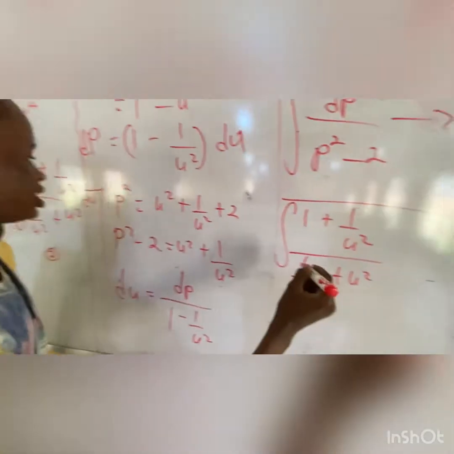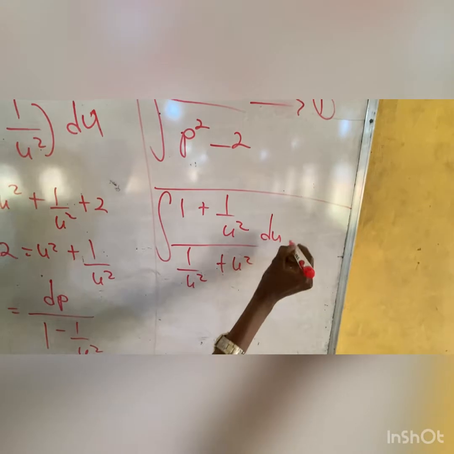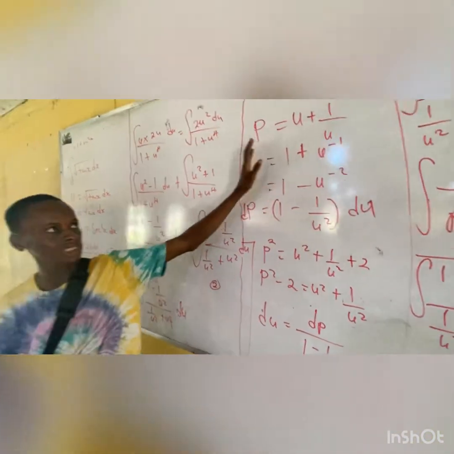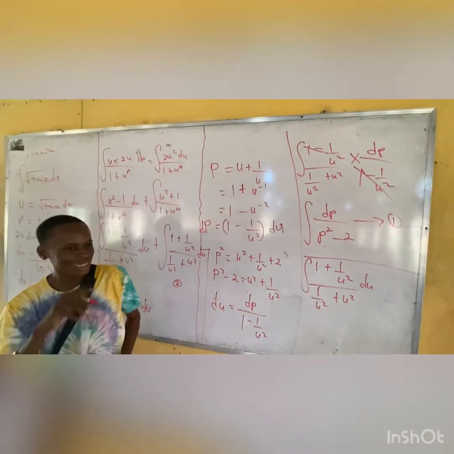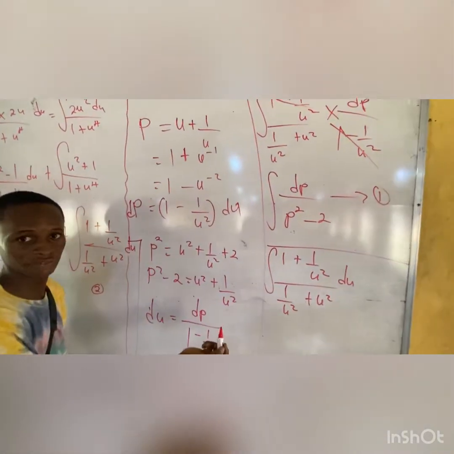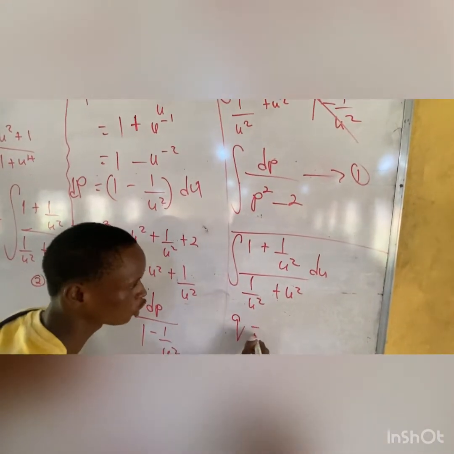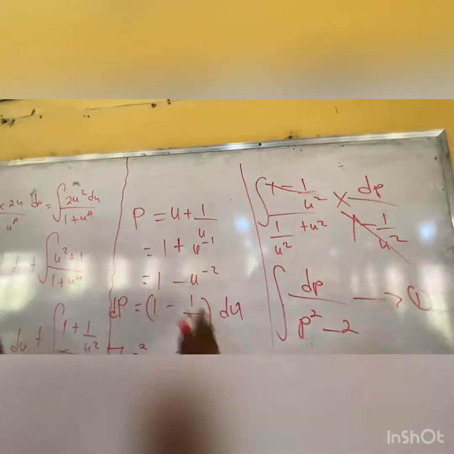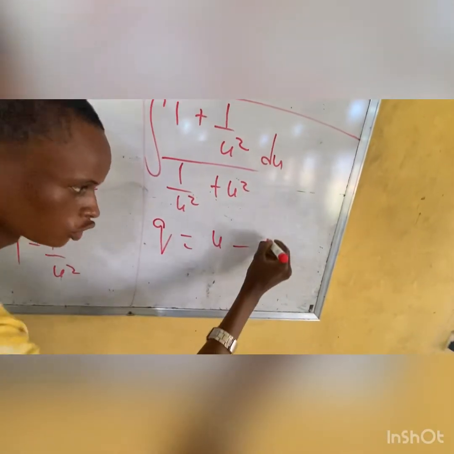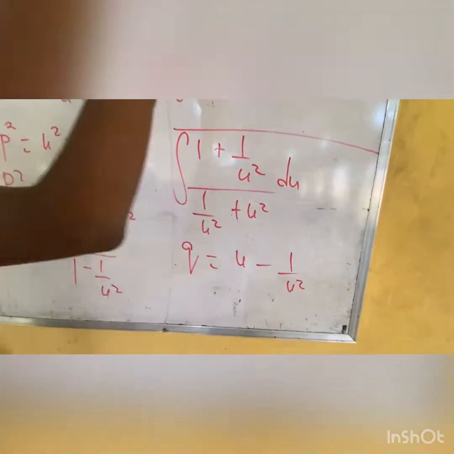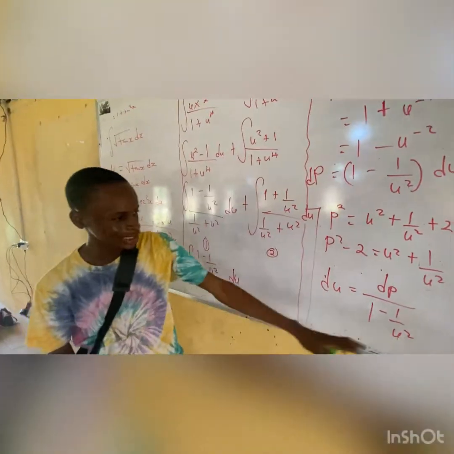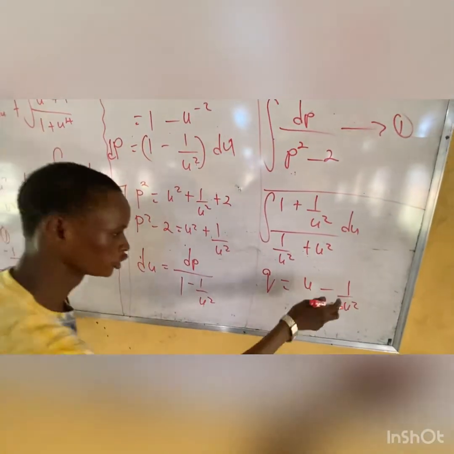You understand? And it has what, the u. Now the same way we made p is equal to u plus 1 over u, we'll make q. We'll be using a different variable now. So we have q is equal to u minus 1 over what? u squared. Now differentiating q with respect to u, or u with respect to q.